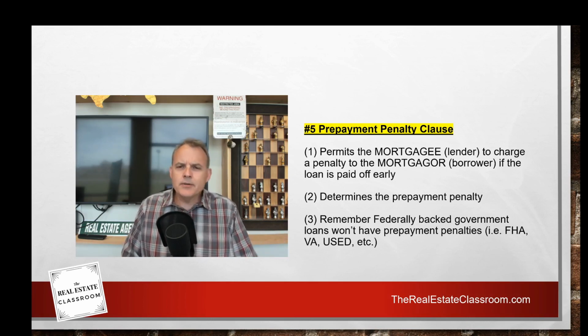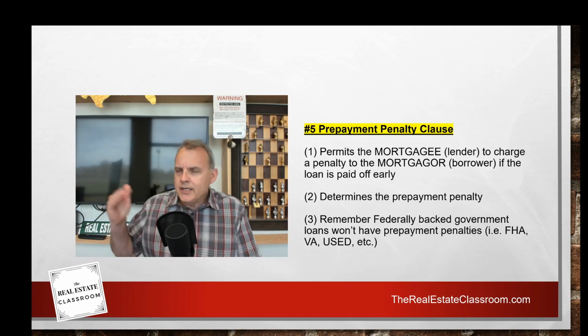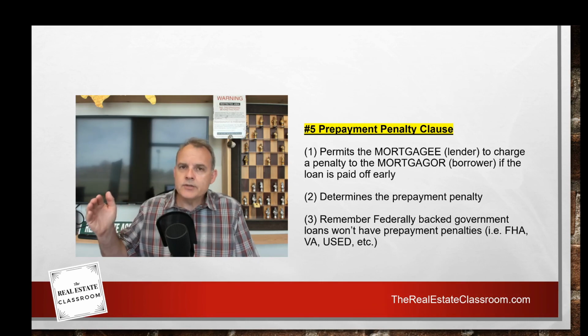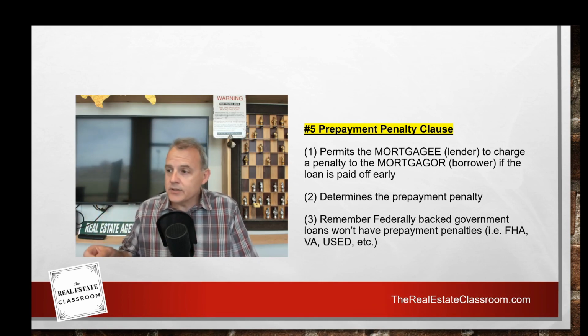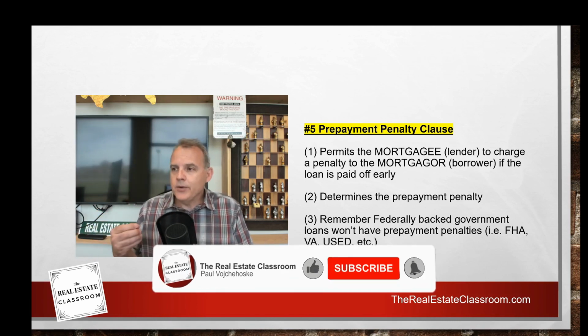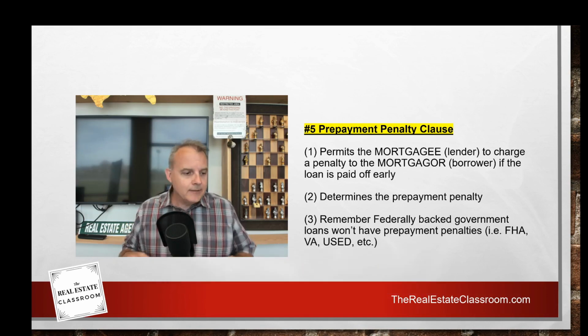It protects the lender from the borrower in an environment where interest rates are falling rapidly. There have been times in my real estate career when mortgage rates fell so quickly that literally people refinanced 2, 3, 4 times in a 1-year period. Putting the prepayment penalty in there is a way to buffer the lender against that activity.